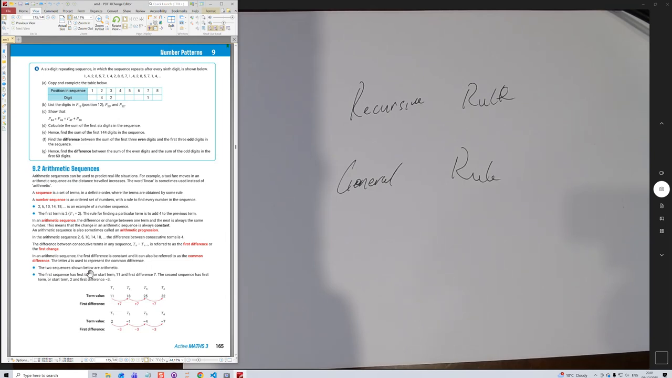The two sequences shown below are arithmetic. Okay, you have a difference of 7, it's going up by 7, and you have a difference of -3, meaning it's decreasing by 3.